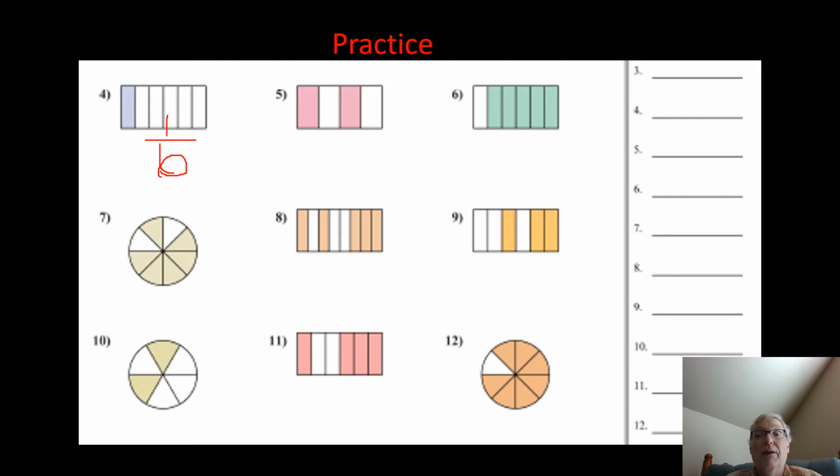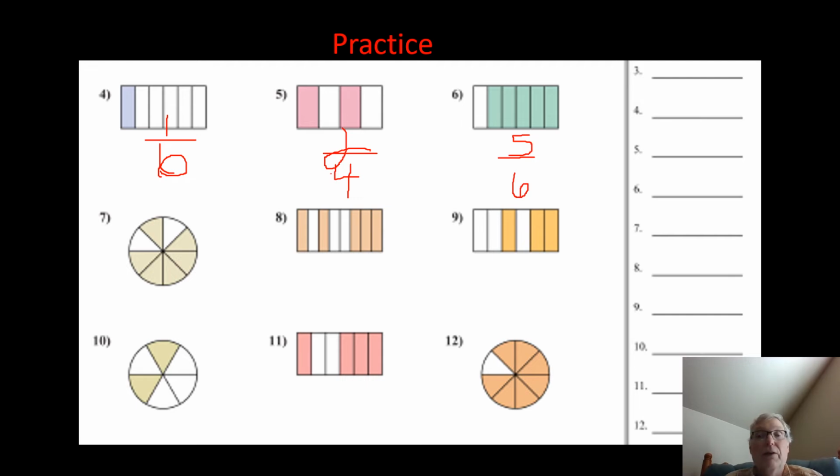I'm going to go to 5 here. Again, I need to count how many equal parts. There's 1, 2, 3, 4. So my denominator is 4. How many pinkish color parts are there? There's 2. So 2/4. Look at number 6 here. I'm going to count 1, 2, 3, 4, 5, 6. So my denominator is 6. How many green are there? There's 5.